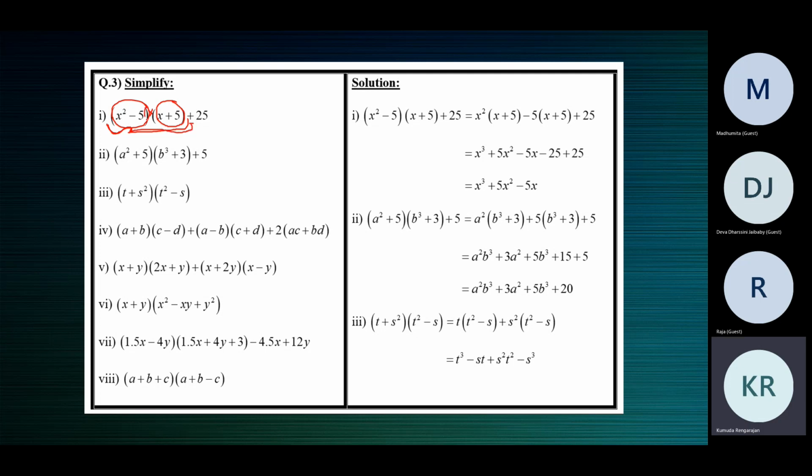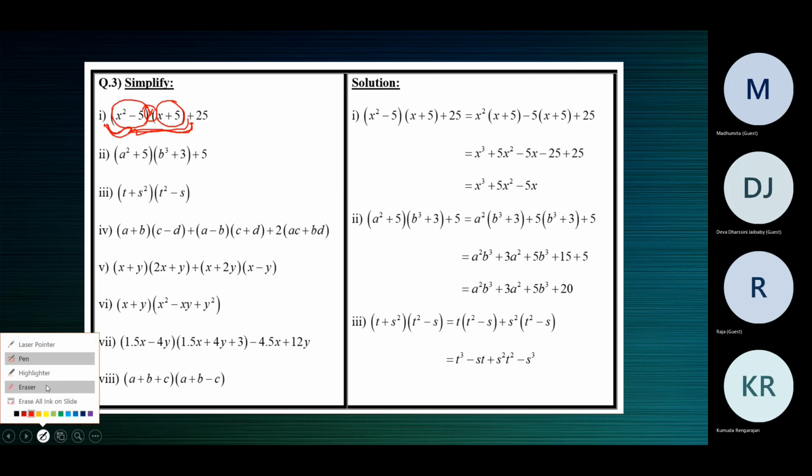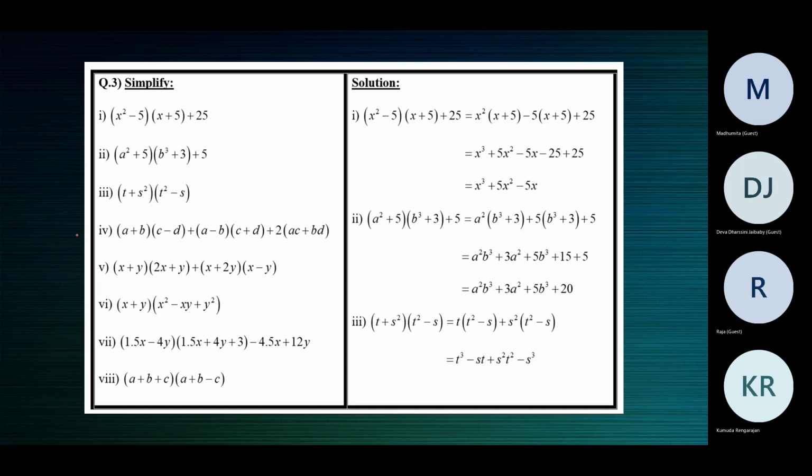Why product? Because there's no sign, that means it's multiplication. Multiply these two binomials and add 25 to it. That's the meaning. Multiply these two binomials and add 25 to the product.